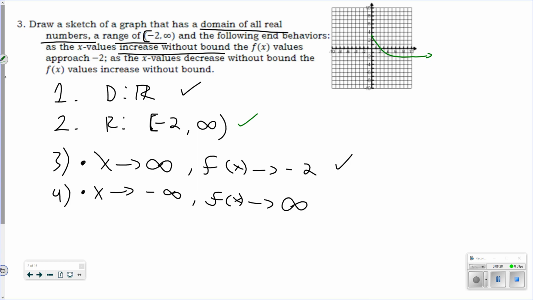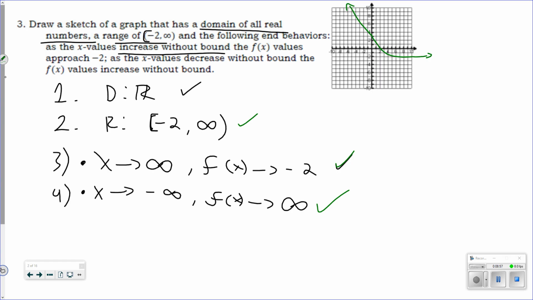So as x goes to infinity, the y's are going to -2. So I did this one as well. And as x goes to -infinity, the f of x's go to infinity. So I just have to increase forever that way. That's pretty much the simplest one I can think of to draw. I hit all 4 properties that I wanted. I have a domain of all real numbers. I'm going up to the left forever, and going to the right forever.